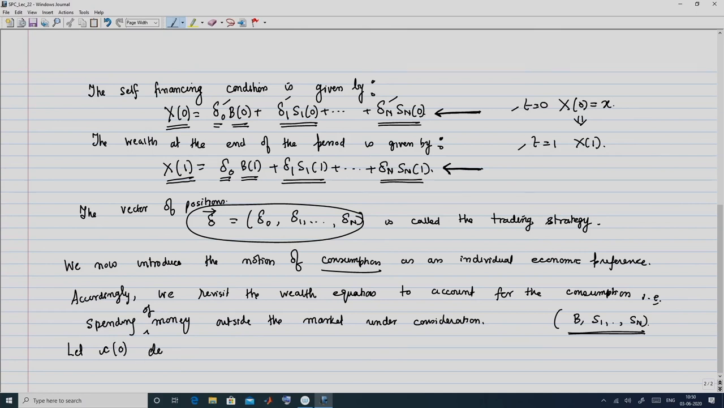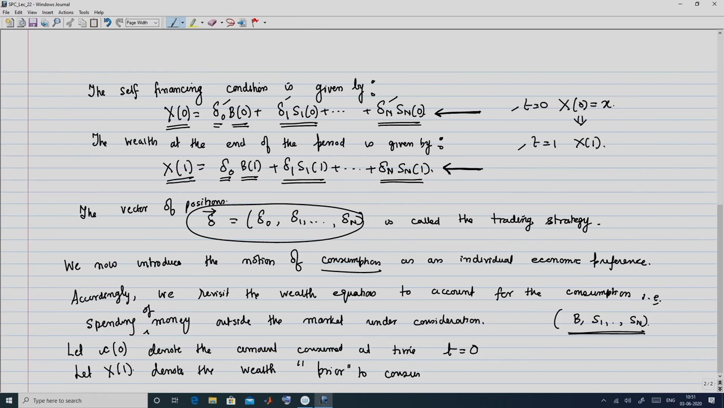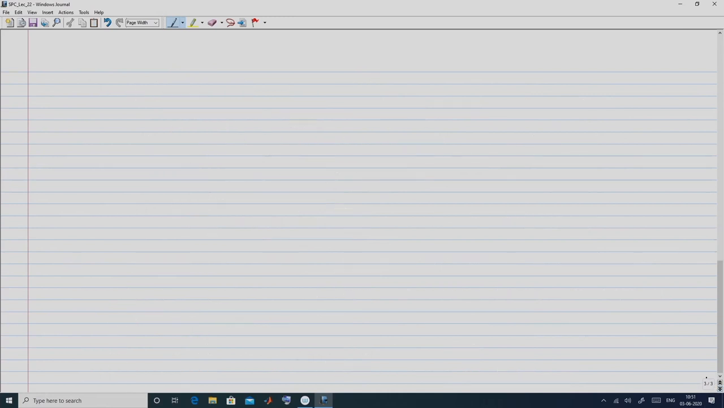Alright, so then we introduce a notation. Let C0 denote the amount consumed at time t is equal to 0. And another notation we introduce is let X of 1 denote the wealth prior to consumption at time t is equal to 1.